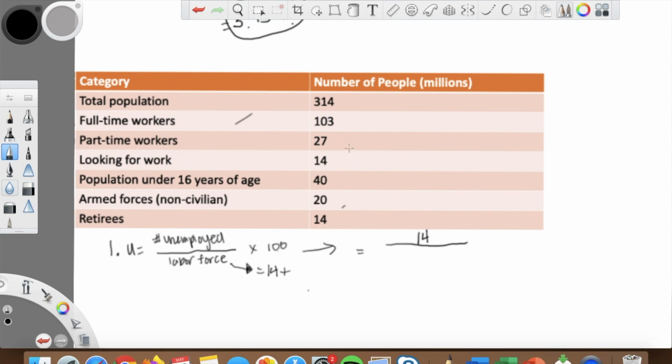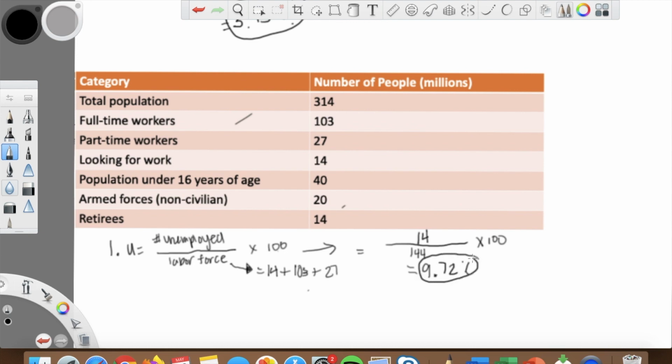So the people who count as employed are going to be both my full-time workers and my part-time workers. So we're going to add all of those together. So my 14 million unemployed plus my 103 full-time workers plus my 27 part-time workers. When we add all of this together, that should be 144, I believe. Double checking my math. Yeah, that looks right. And then times 100. So if you have a calculator handy, just type that in. I got an unemployment rate of 9.72%.